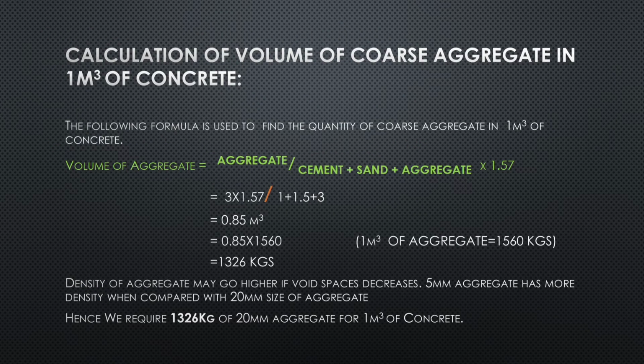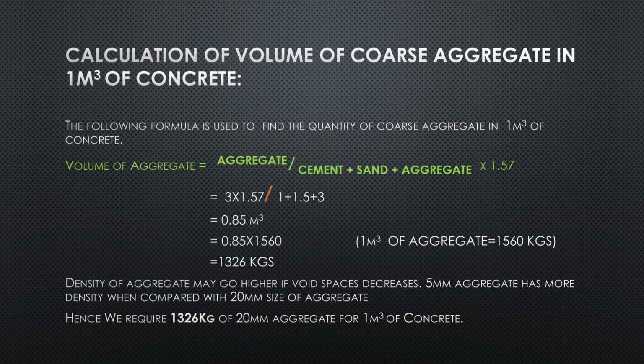Now we calculate the coarse aggregate for 1 cubic meter of concrete. The formula is the same: the ratio of aggregate divided by the sum of the ratios of all the materials, into 1.57. So the aggregate ratio is 3 into 1.57 divided by 1 plus 1.5 plus 3. The result is 0.85 meter cube. Here 0.85 into 1560 equals 1326 kgs. Here we consider 1 cubic meter of aggregate equal to 1560 kgs.